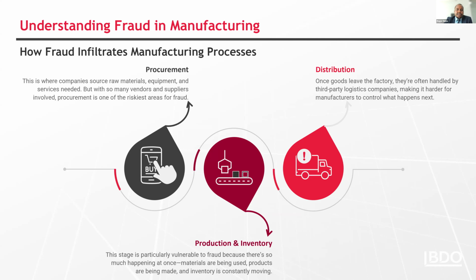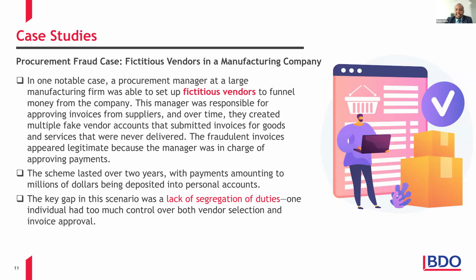Now, I'll give you about 3 case studies of fraud that have occurred in the 3 areas that we've looked at previously, starting with procurement fraud. And this is one case that we saw that involves fictitious vendors in a manufacturing company. So in this case, there was a procurement manager at a large manufacturing firm, and this person was able to set up fictitious vendors to funnel money from the company.